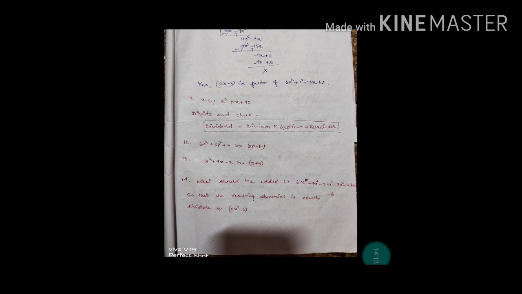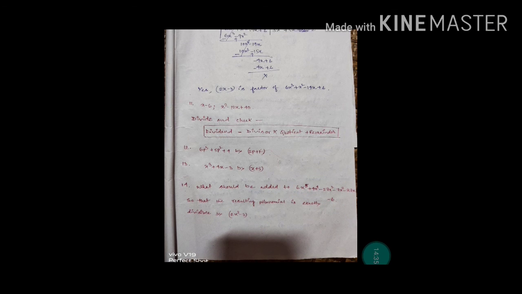Okay, question 14 C: what should be added to this algebraic expression so that the resulting polynomial is exactly divisible by this one? What should be added, that means with this algebraic expression what should be added so that if you divide with this it will be divisible. So let's do this one.